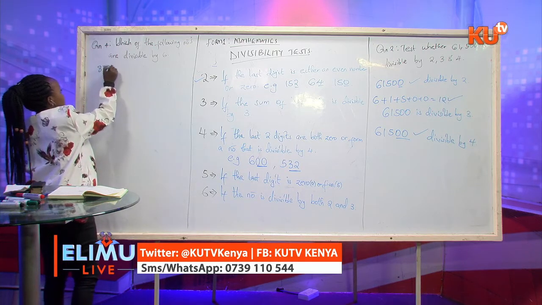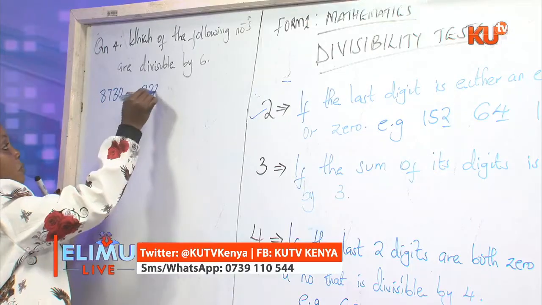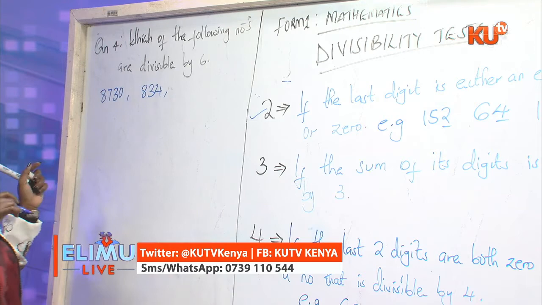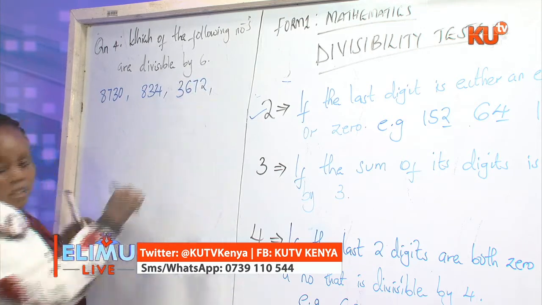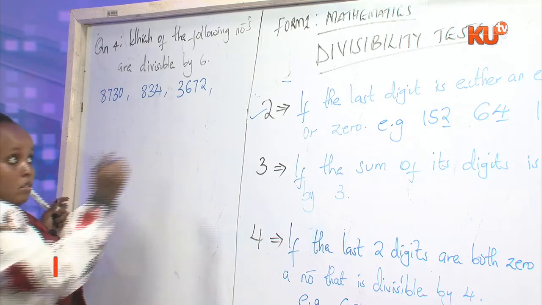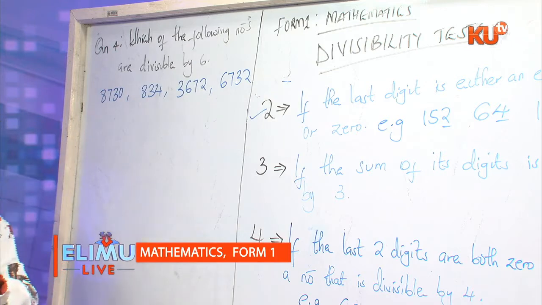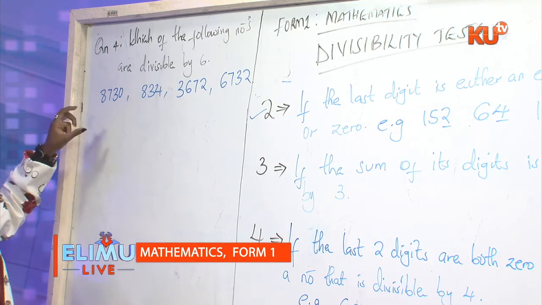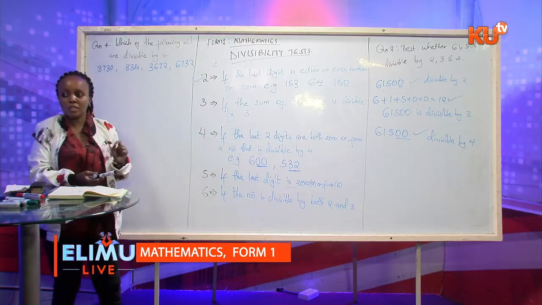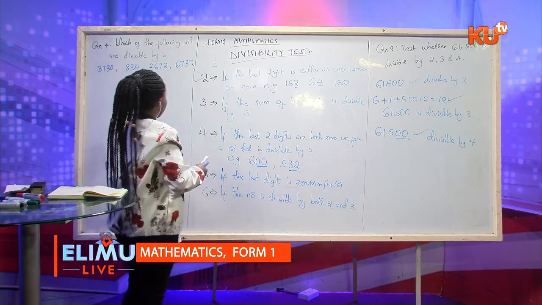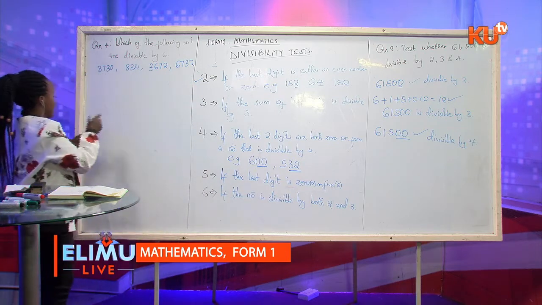And we have numbers like 8,730. The next number 834. The next number 3,672. And lastly we have 6,732. So we have these 4 numbers. We are supposed to test whether these numbers are divisible by 6. And we know that for a number to be divisible by 6, the number should be divisible by both 2 and 3. So let us start with 2.